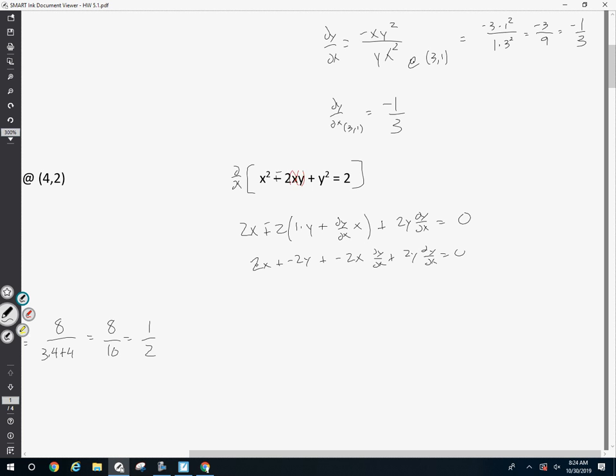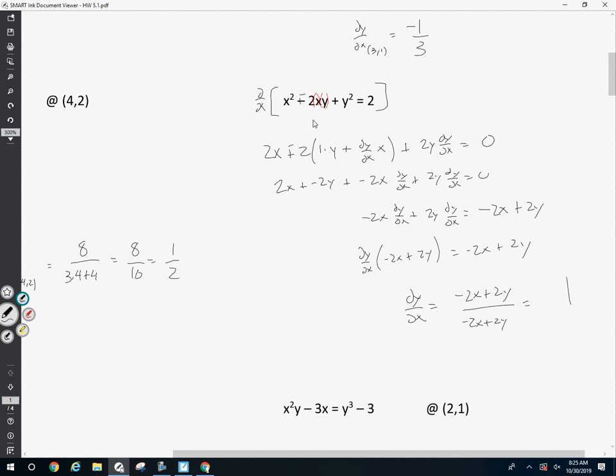Okay, subtract the 2x, add the 2y. I show all the steps here. In the future, I'll kind of do this all at once. Subtract the 2x, add the 2y. Factor out the dy/dx. Divide to solve. What do you see? That's just 1.